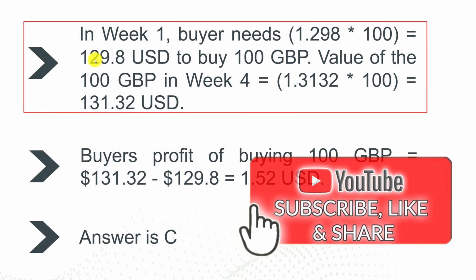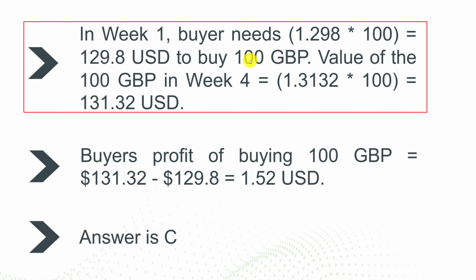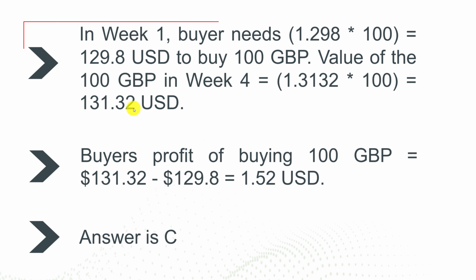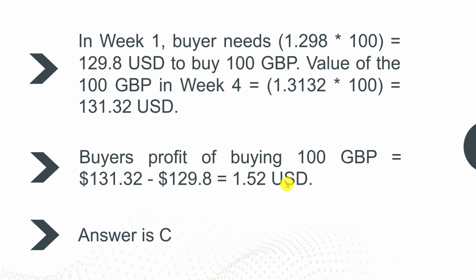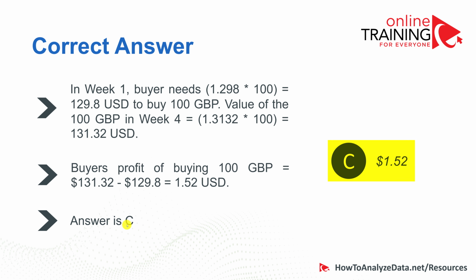In week 1, you need 129 US dollars to buy 100 pounds. And the value of 100 pounds in week 4 is $131.32. So the profit will be calculated as the difference between 131.32 and 129.8 and would be equivalent to $1.52. So the correct answer is C here.